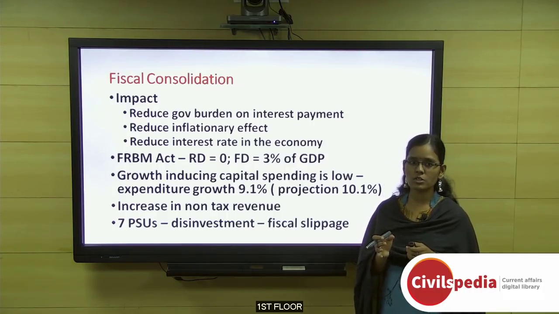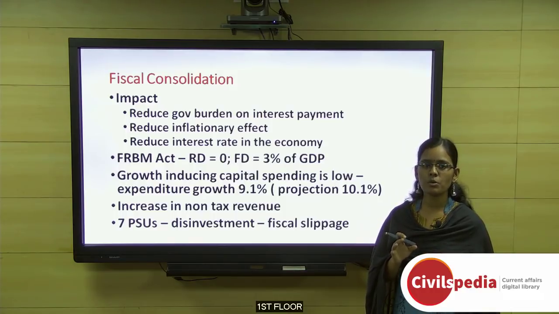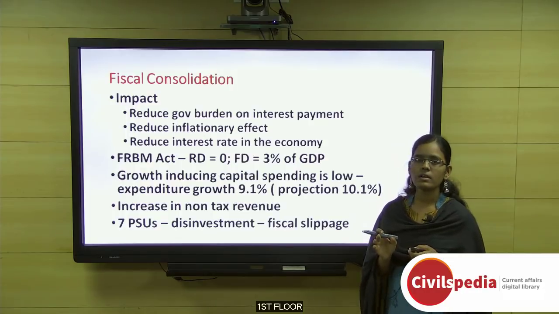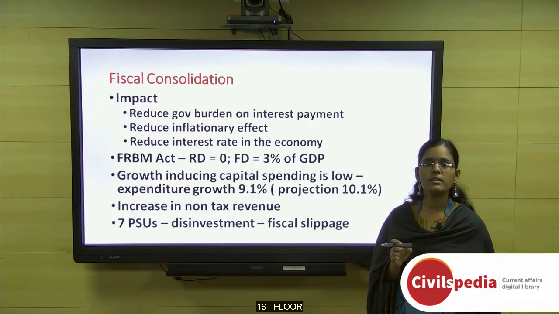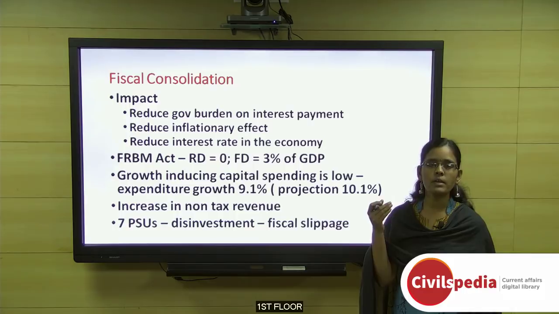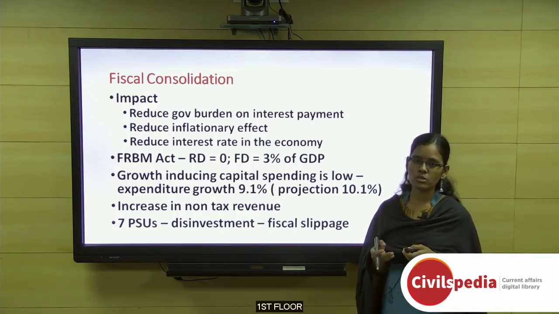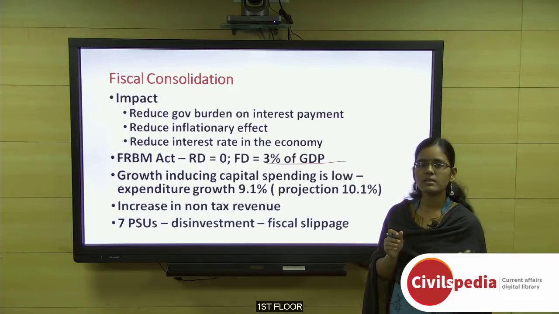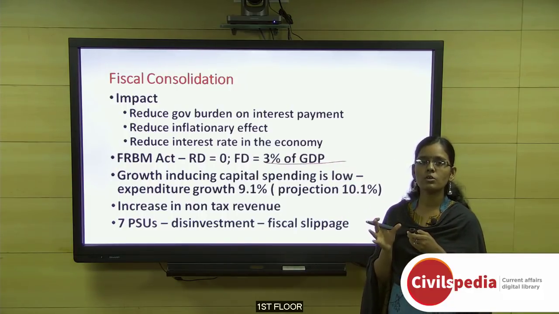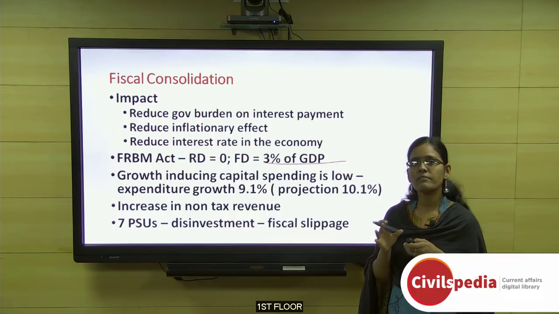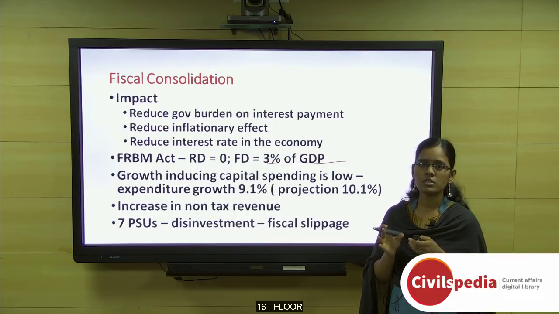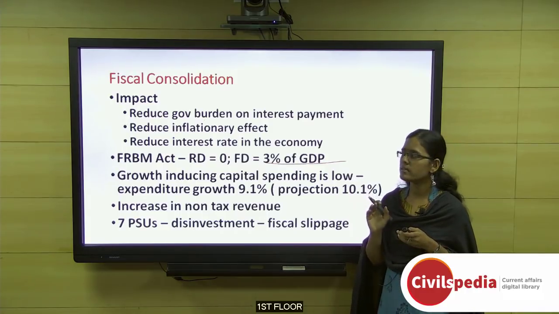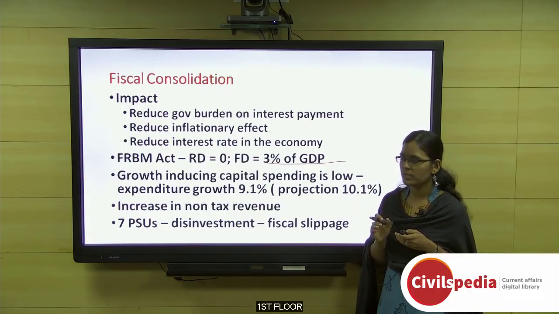With respect to fiscal consolidation, India has the Fiscal Responsibility and Budget Management Act of 2003. It states that we have to eliminate the revenue deficit, that is, the revenue deficit has to be completely removed. And the fiscal deficit has to be targeted at 3% of total GDP, that is, how much gross domestic product India produces within a year. Only that 3% should come under the fiscal deficit. So that is the target laid down by the FRBM Act of 2003.